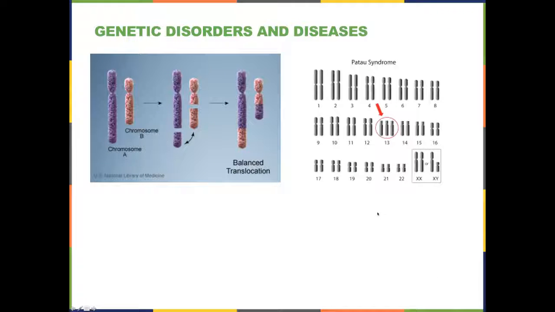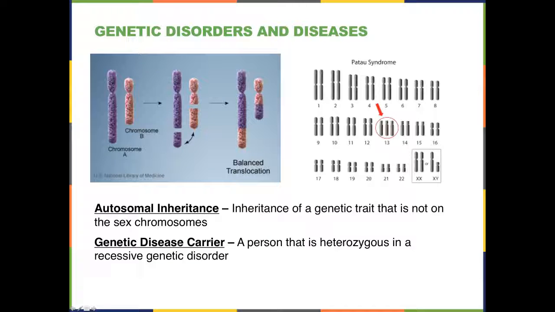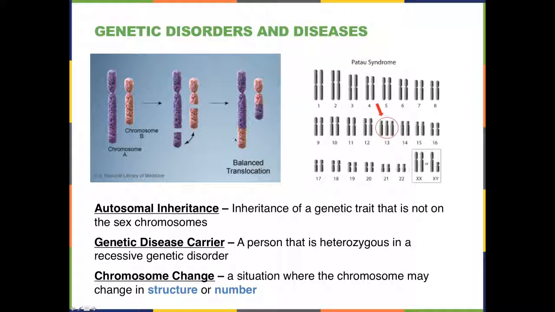Now, here's an example of what's known as a genetic disorder. First of all, as I said before, autosomal inheritance means that the inheritance of the trait is not on the sex chromosomes, but on the autosomes. A genetic disease carrier is a heterozygous person for that genetic disorder, and the genetic disorder is a recessive disorder. Now up here is an example of the 2 types of chromosome change that can occur. It's a situation where the chromosomes change either in structure or number.